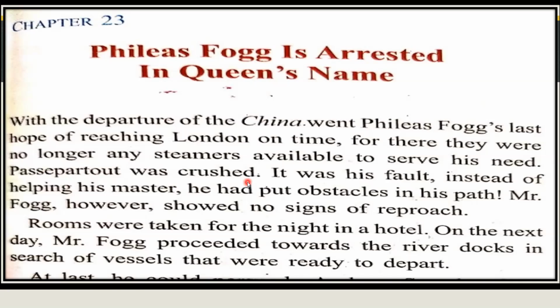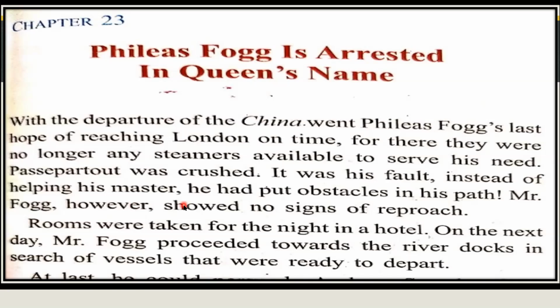Passepartout was crushed. It was his fault. Instead of helping his master, he had put obstacles in his path. Now, obstacle means, dear students, barriers. You are supposed to put something in the way of another. So barriers create kind of problems in his path.